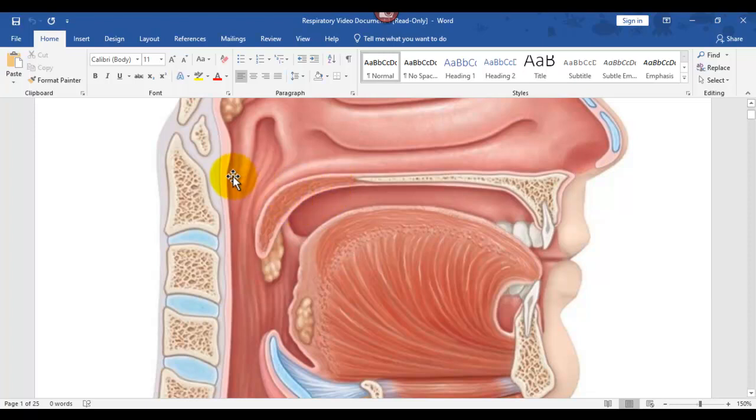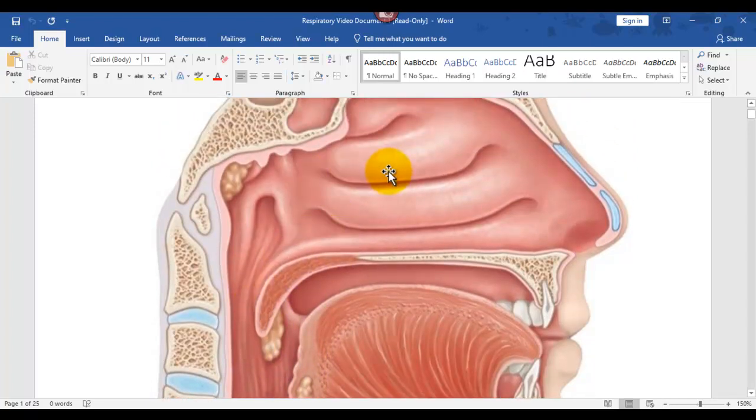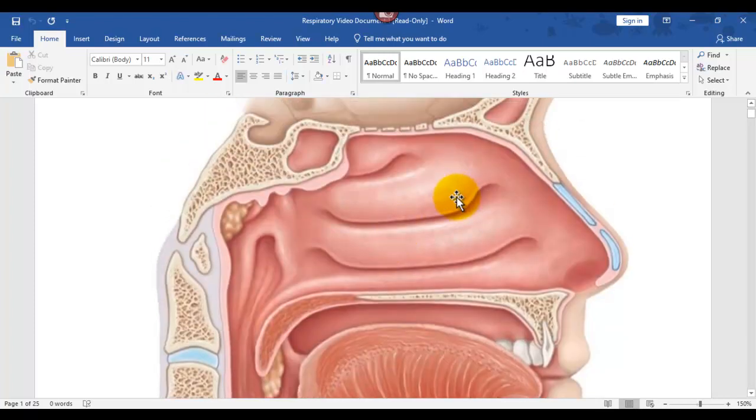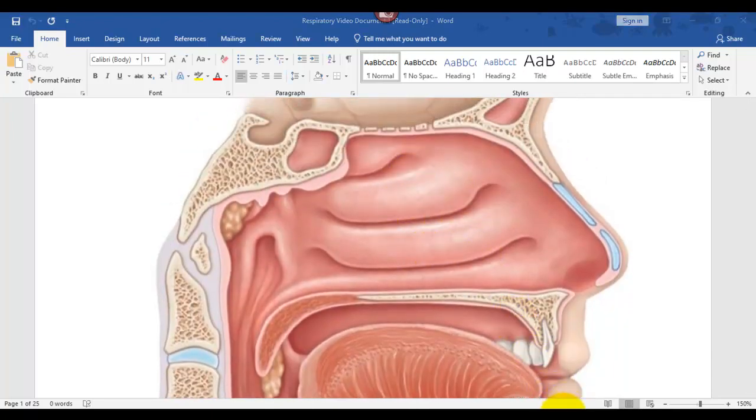It actually raises up during the swallow reflex, and it keeps food and water from going back up into the nasal cavity. So I do have a model that has this too. It's a little bit smaller. I'll point these out again when we get to that point. But that's just a nice little introduction to, say, the upper respiratory tract.